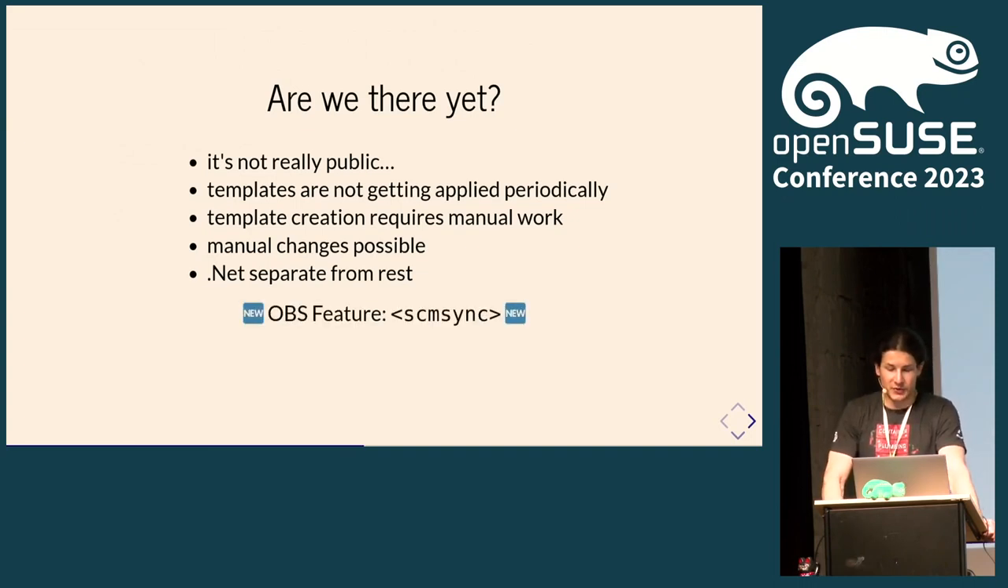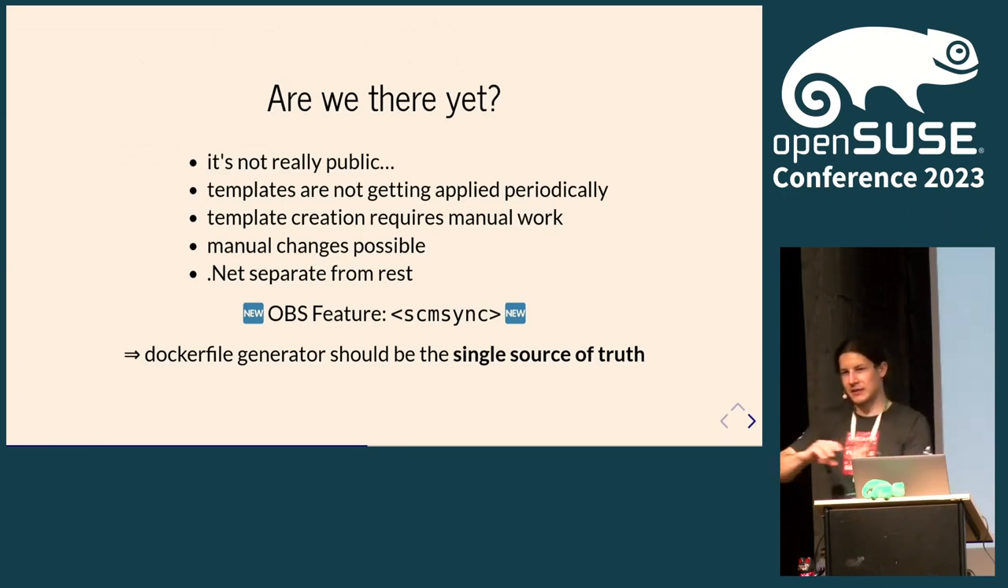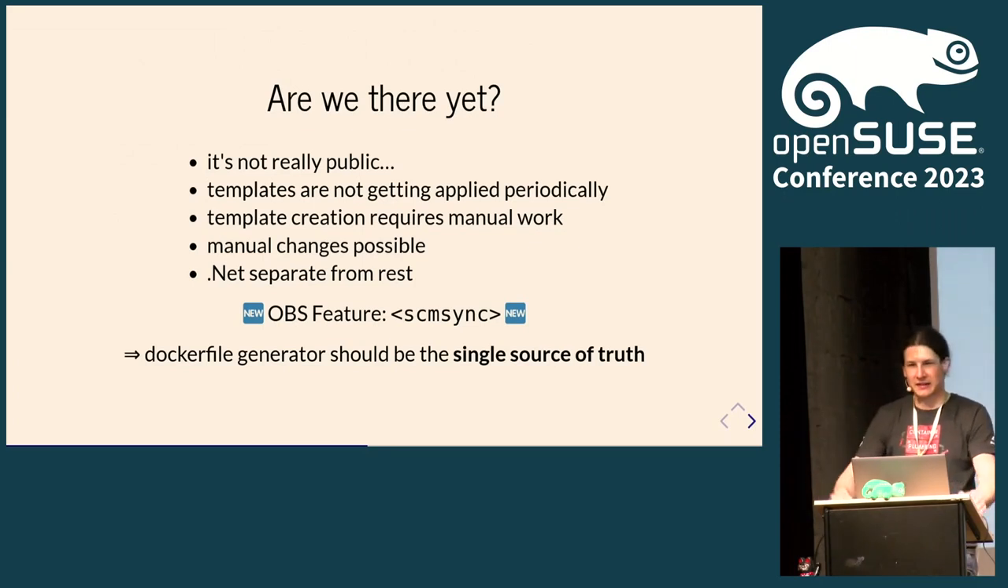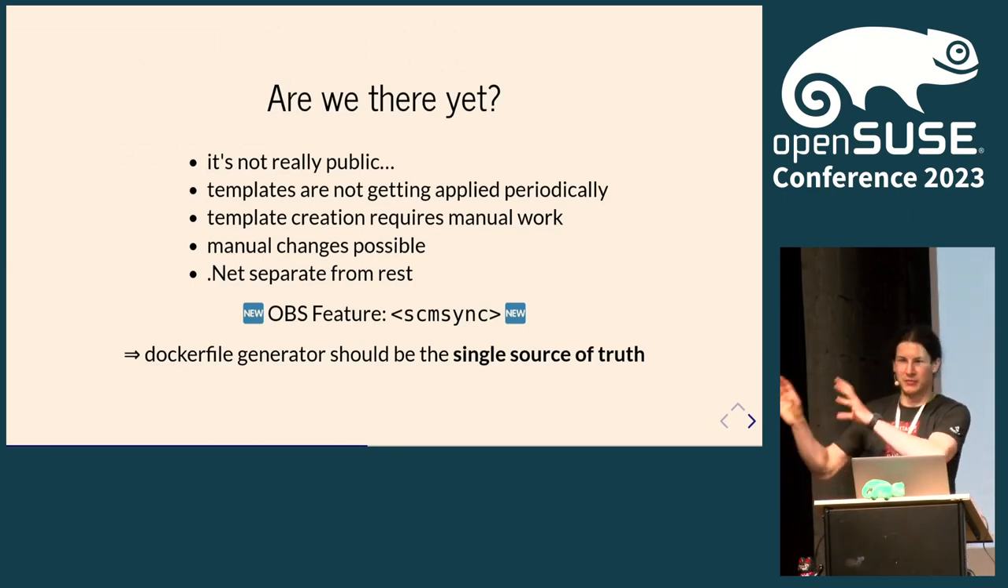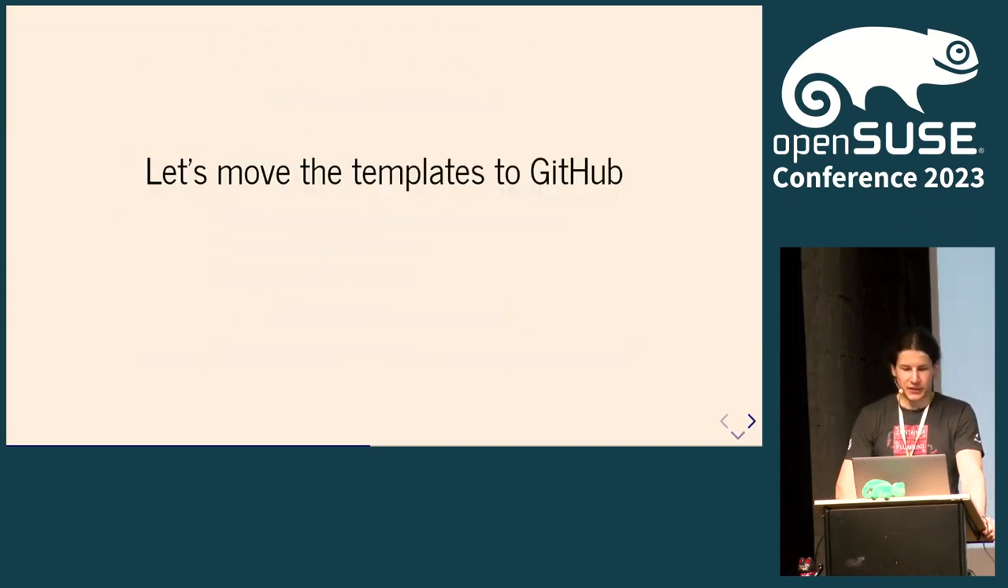But then the new OBS SCM sync feature came to the rescue. So in case you haven't heard of that, you can now pull in packages or whole projects on OBS directly from Git. And so we thought, well, that sounds like a convenient thing. So how about we just move all the sources to GitHub and make this Dockerfile generator the single source of truth? So it would generate the Docker files, it would hold the sources that would get linked to OBS, and we have everything in Git, and then the build service is just doing the building part and not also the source control. So that's exactly what we did.